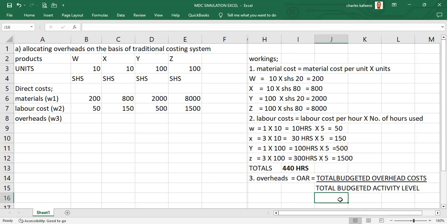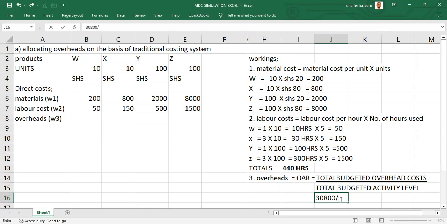So the total budgeted overhead, they are budgeted to spend 3,800, and that 3,800 is inclusive. It includes all those short-term variable costs, setup costs, and expediting and scheduling costs, plus the material handling. All that is inclusive. So it will be 3,800,000.